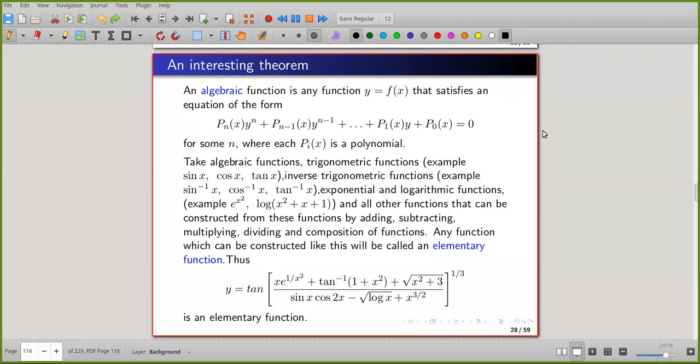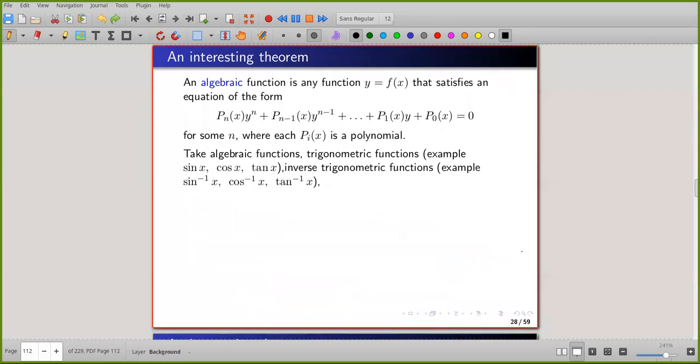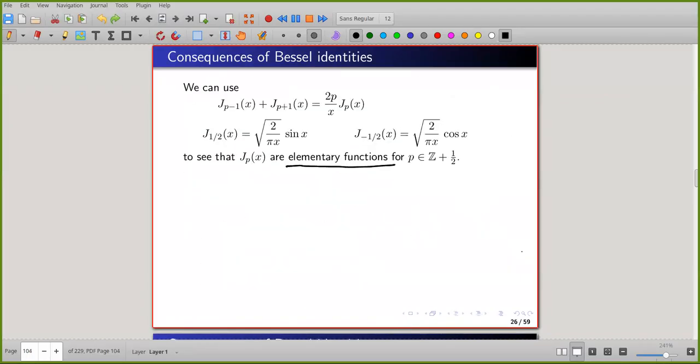So for instance, this function is fairly complicated, and we don't know where it will be defined, but hopefully it will be defined from some non-empty interval to the real numbers. I hope it's clear what elementary functions are. Basically they are functions which are cooked up from functions which we are familiar with.